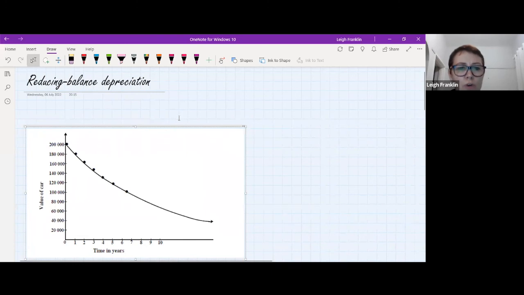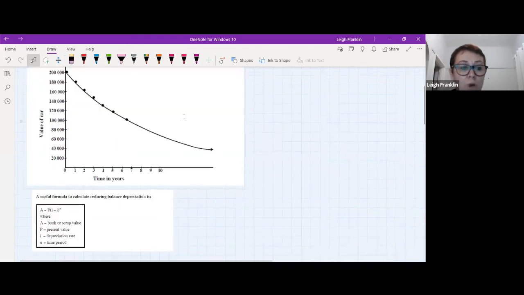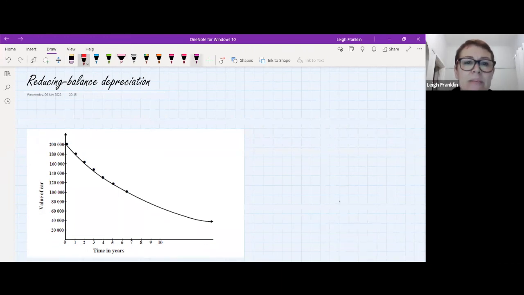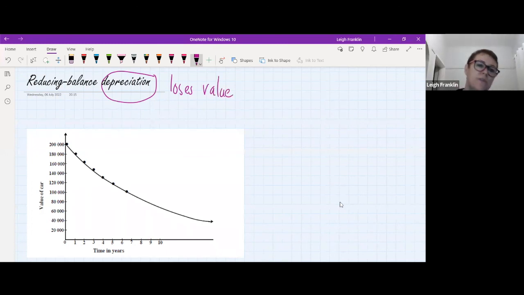So I just want to show you a picture of the graph because, again, like with compound interest, I think it's really important for us to understand what it is that we are dealing with. So when something depreciates, it means that it loses value.